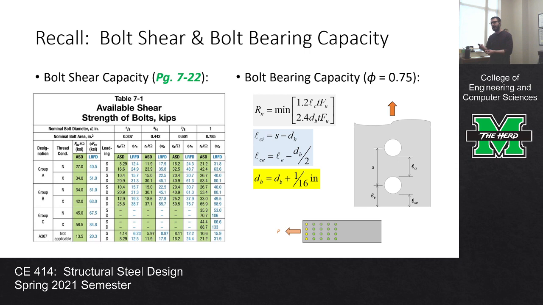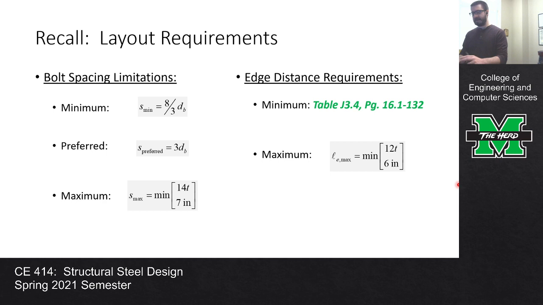And remember, when we're computing LC values, we use the physical hole diameter. So we add a 1/16 of an inch to the diameter of the bolt, not an 1/8 of an inch. And here's this image on the bottom, which illustrates what is an edge bolt and what is an interior bolt. And lastly, don't forget layout requirements.